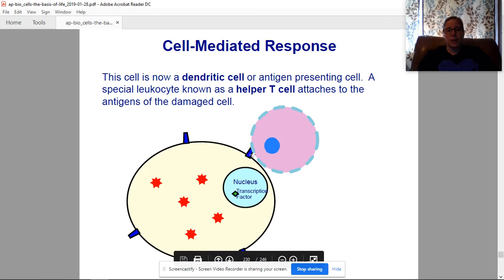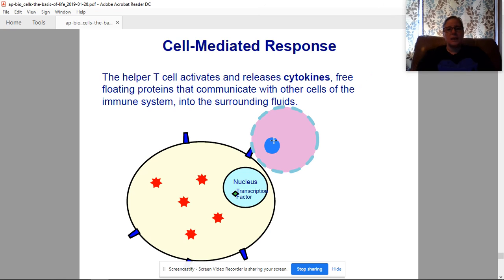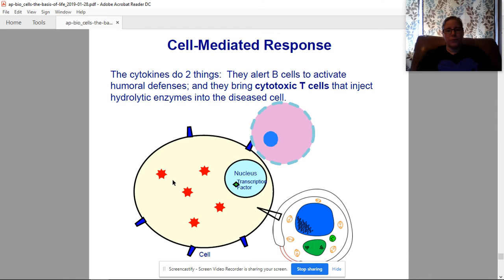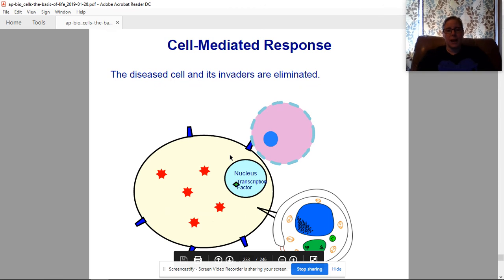So it sends in a dendritic cell, and the dendritic cell, or antigen presenting cell, which can be known as a helper T cell, attaches to the damaged cell, and it will activate the release of cytokinins, which are free floating proteins that communicate with other cells of the immune system and the surrounding fluids. And then the cytokinins will alert B cells to activate their humoral defense, and they'll bring cytotoxic T cells that inject hydrolytic enzymes to break down the cell from the inside out. The disease cells and the invaders inside it are now eliminated.